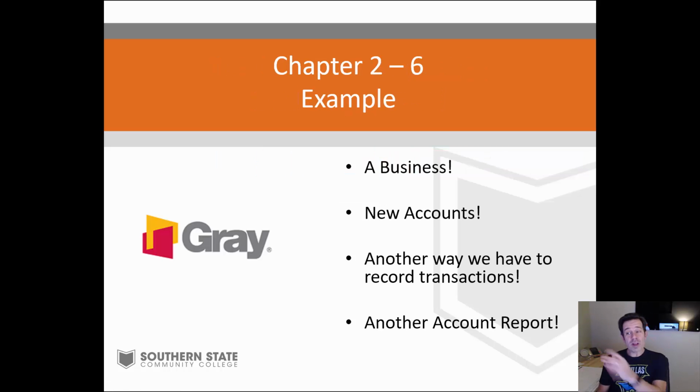Chapters 2 all the way to 6 in Solid Footing follow the same example business. It's called Gray Company. We'll have a few new accounts we introduce every single chapter, and we'll talk about how those accounts work, how they fit into our accounting system. Today we'll talk about a brand new way to record transactions, and then we'll also introduce another accounting report during our time together in the video today.